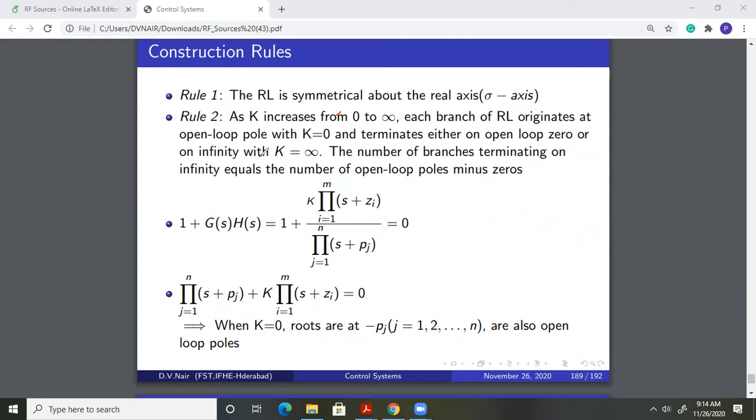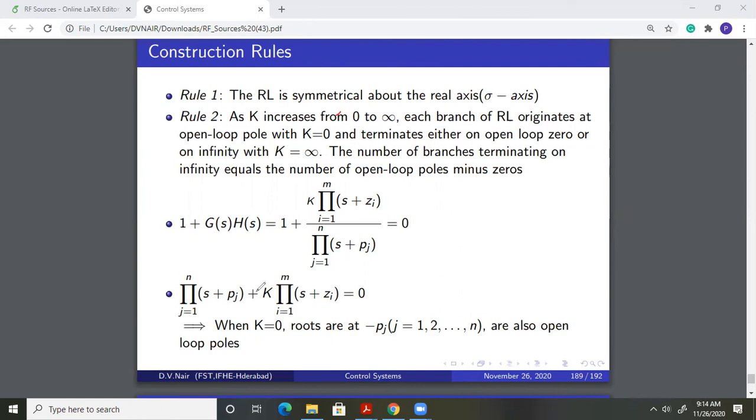Rule 2, if we understand, tells us the number of branches of the root locus will be equal to the number of open loop poles, and the root locus branch originates at an open loop pole for k equal to 0. So let us understand this much first, what it means that the branches originate at open loop poles with k equal to 0. Then we go to the rest of the thing.